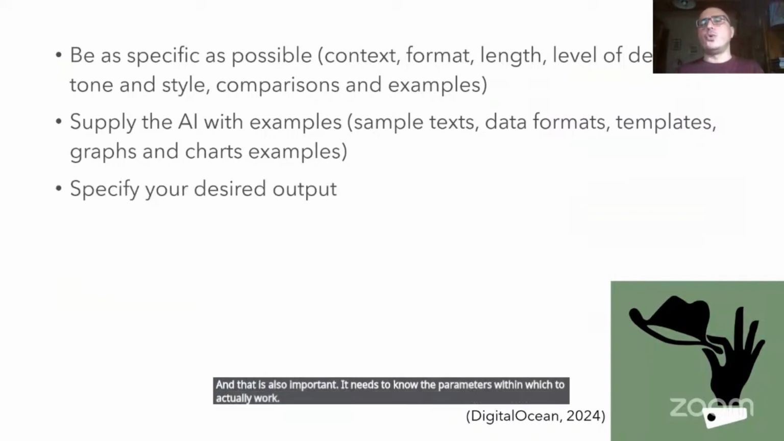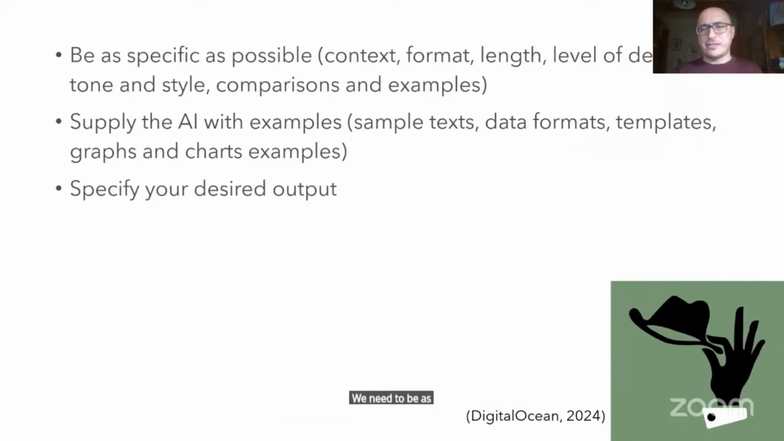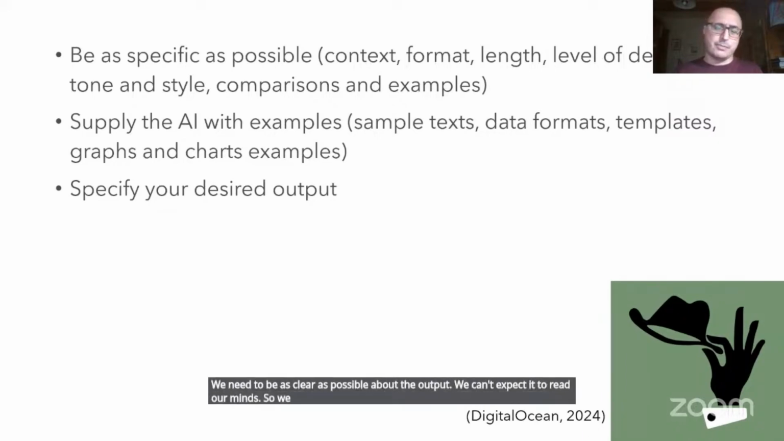We need to be as clear as possible about the output. We can't expect it to read our minds. So we need to be as specific as possible about the output that we desire, what we really want to achieve by means of it. And in certain cases, this might require multiple prompts, so a much longer conversation where we keep refining the output until we achieve what we have in mind.